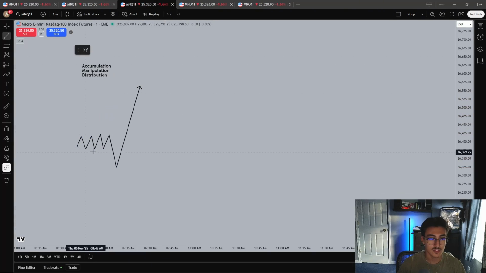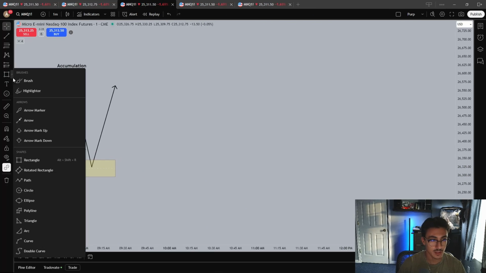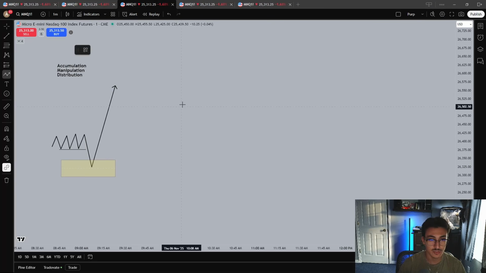Okay. So during this accumulation, we form sell side liquidity. It gets swept, and then we move in the opposite direction. A lot of times on this manipulation leg, I want to see a fair value gap tapped. Same thing for a bearish example, just the opposite direction.